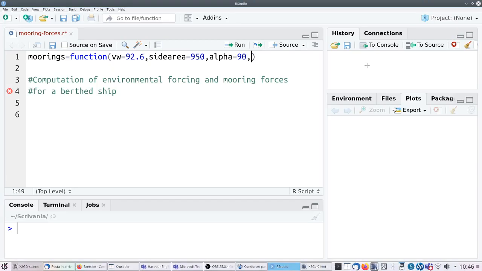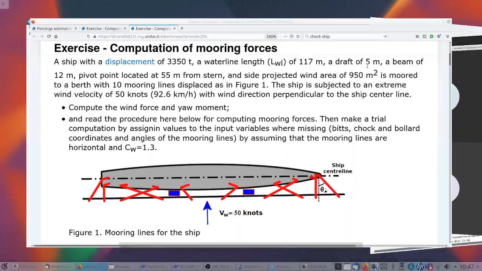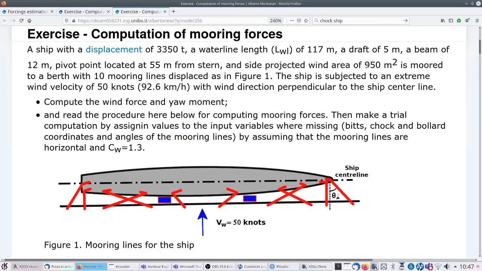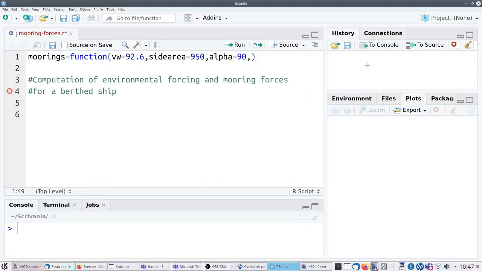And now let's see what other data we need. I don't think we need the length of the waterline now. We don't need the displacement. Draft and beam are not needed. Maybe the location of the pivot point, but I don't think we need it now. So I think we are done. CV is the coefficient. We will see what it is, 1.3. Okay, and then we can open a curly bracket.